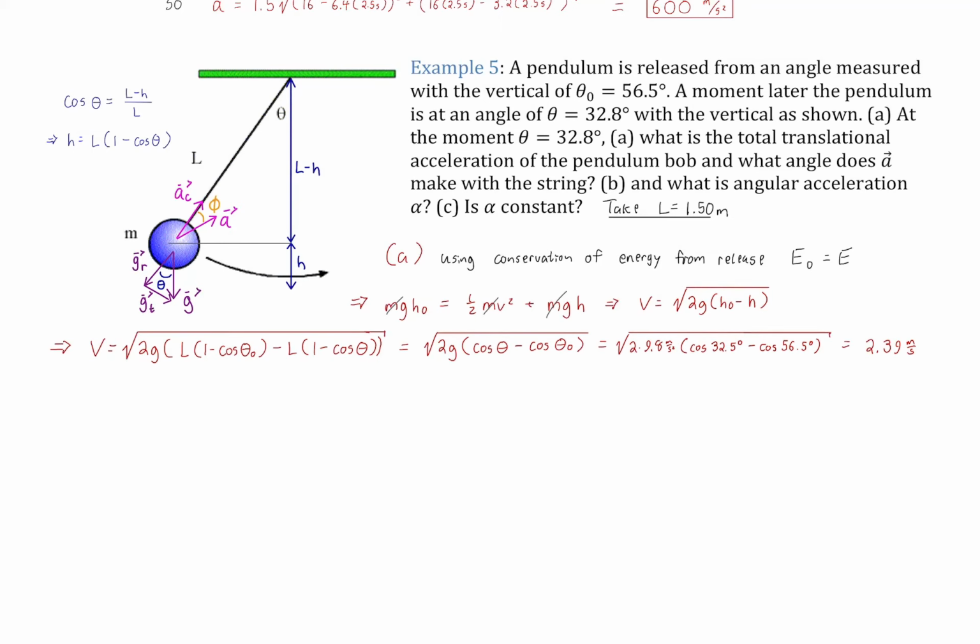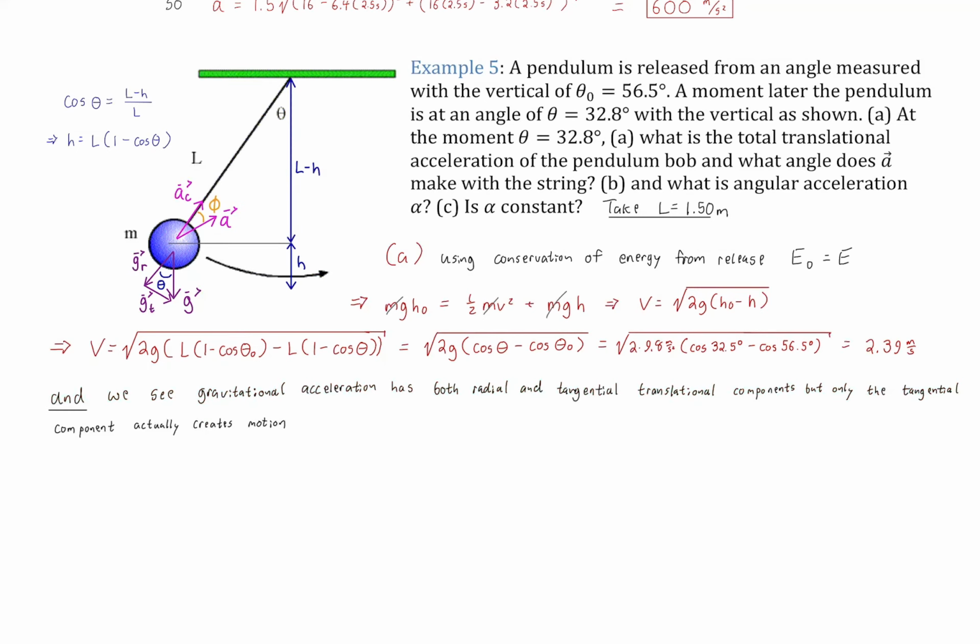All right, so then we have 2.39 meters per second. So 2.39 meters per second is our velocity of the pendulum after it's swung down that much. Okay. And we see gravitational acceleration has both a radial and tangential translational component, but only the tangential component actually creates motion. Again, as I said, the radial component just creates tension.